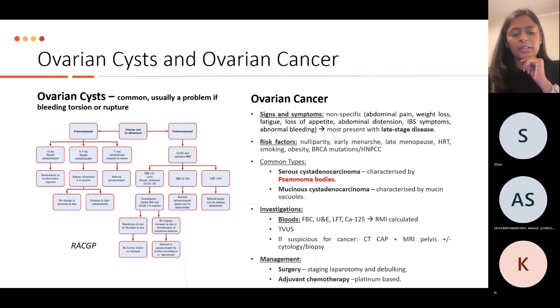So I think that's everything that I wanted to talk about. With ovarian cysts, the only problem you need to be aware of is an ovarian cyst accident. So if they bleed, if they torse, so you can lose an ovary, or if they rupture, they can cause significant amounts of pain, and they may need surgery for that.